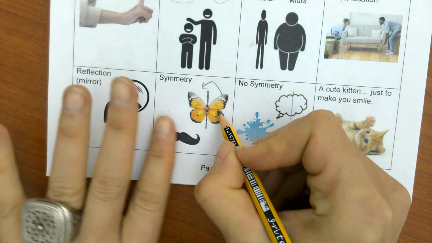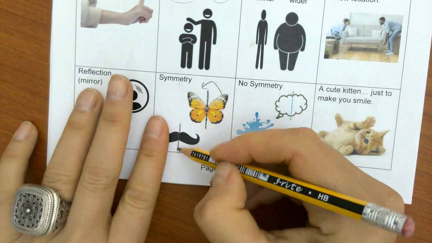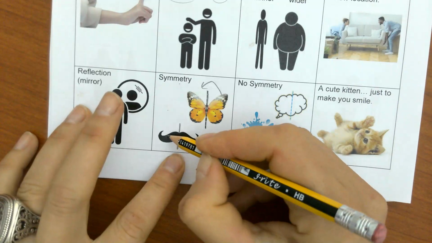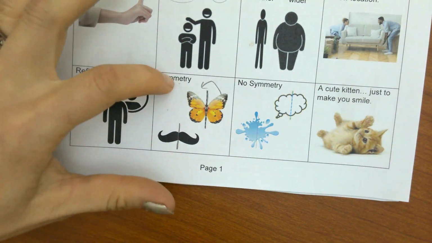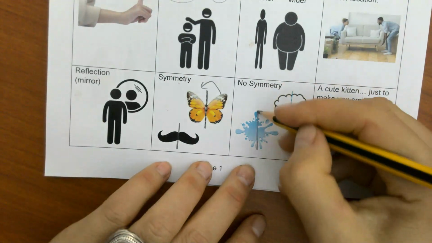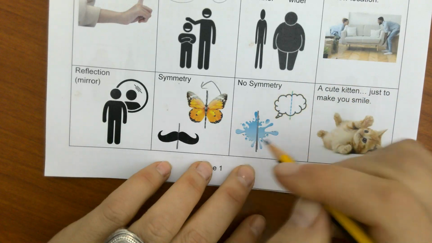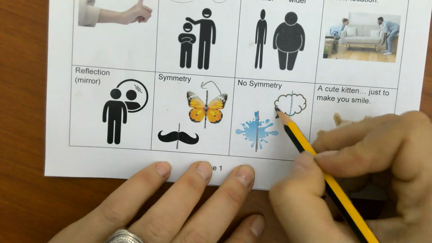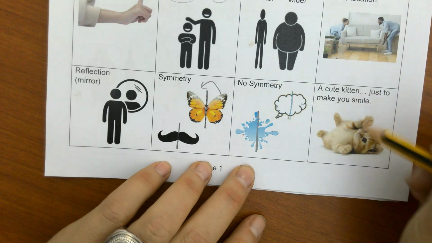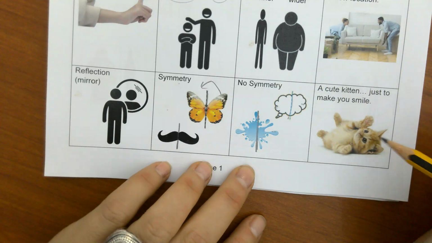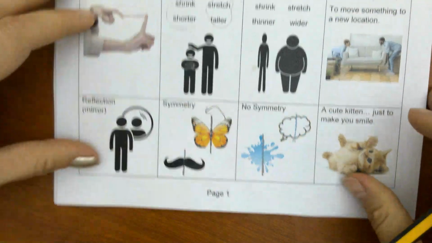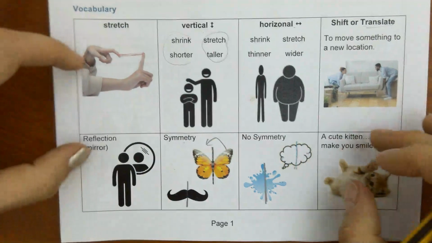Same with the mustache. I put a line here. This side is exactly the same as this side, so there's symmetry. If I put a line here, this is not the same, so there's no symmetry. I didn't have anything else to put, so I put a cute kitten. Okay? So this is all the vocabulary you need to understand for this unit.